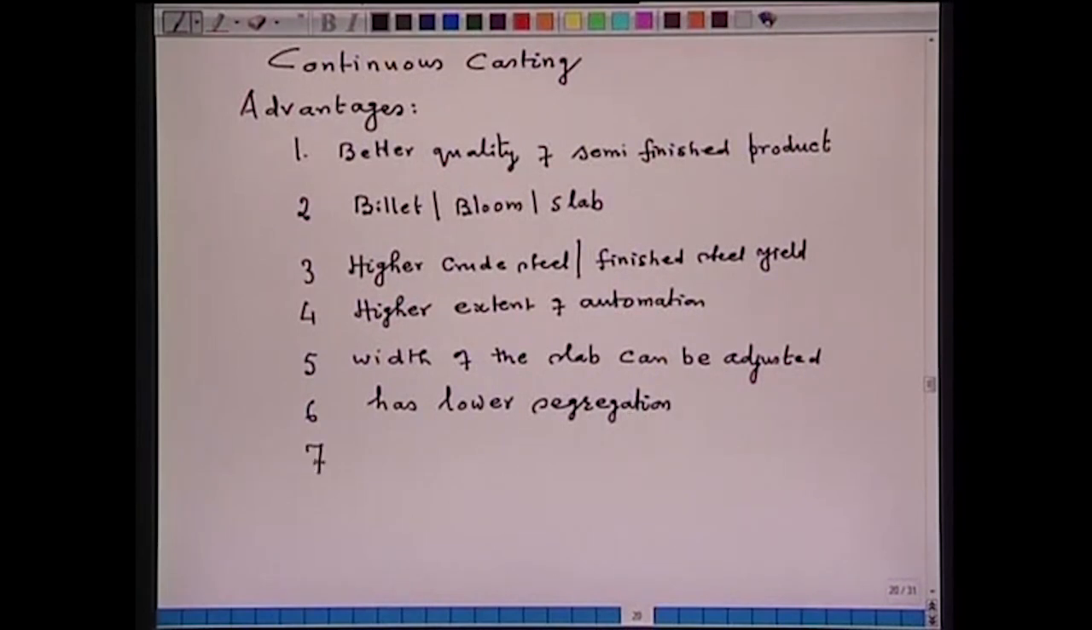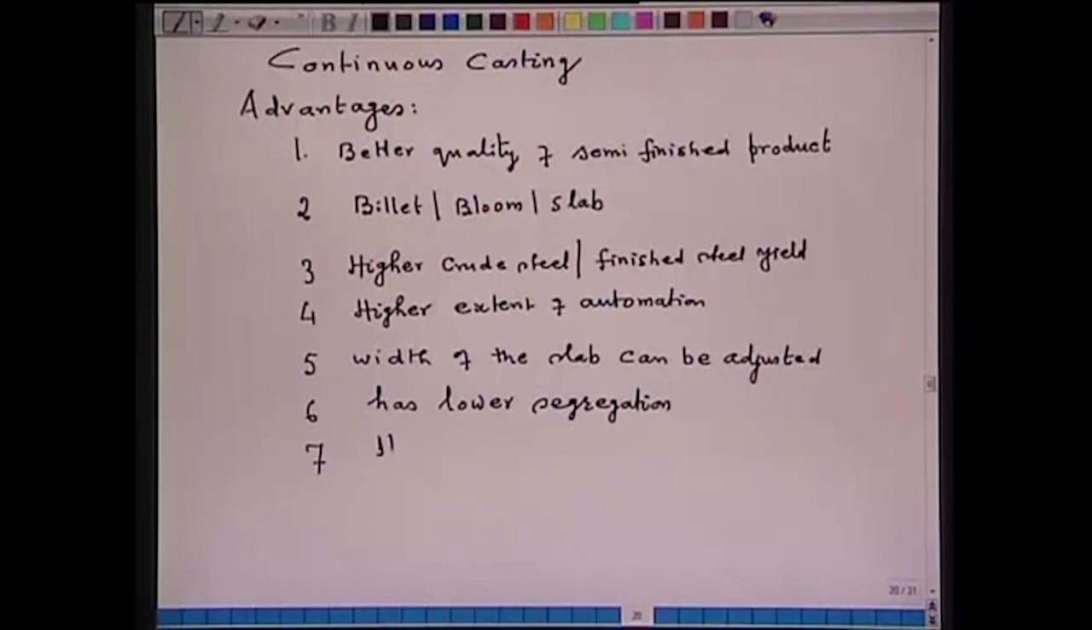Another very important benefit for using continuous casting is hot direct charging of the semi-finished product into the rolling mill is possible. In fact, it is being done, because the semi-finished product after continuous casting has a very high temperature of the order of 600-700 degrees Celsius, and that one can adjust. So, that much amount of energy you are going to save while reheating the billet for rolling purposes.